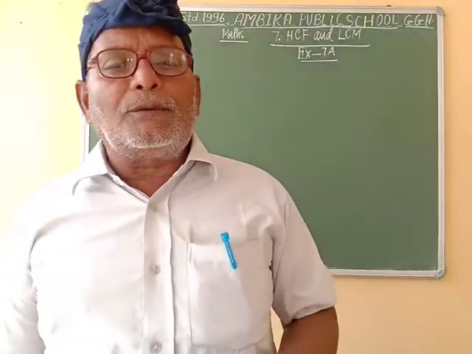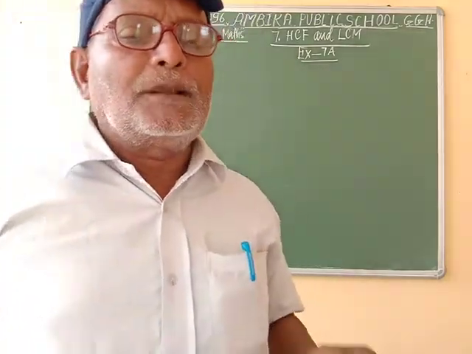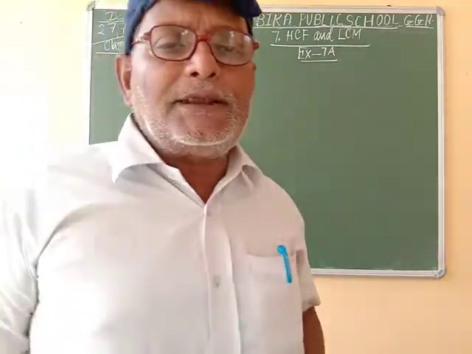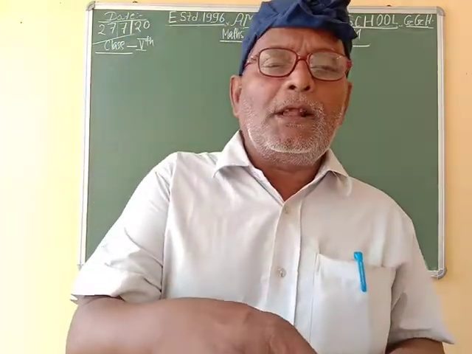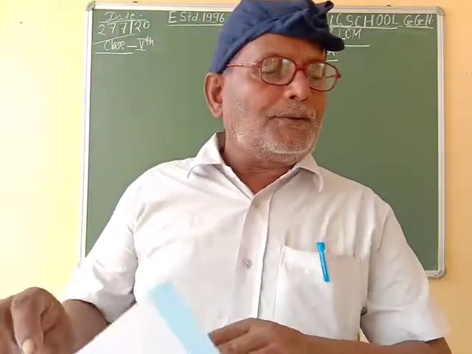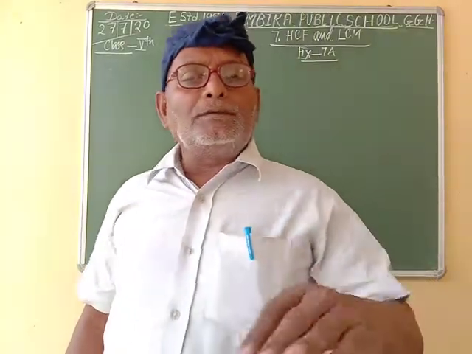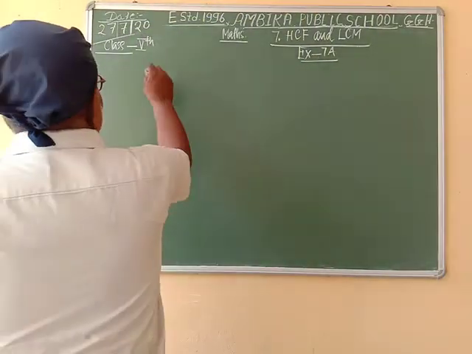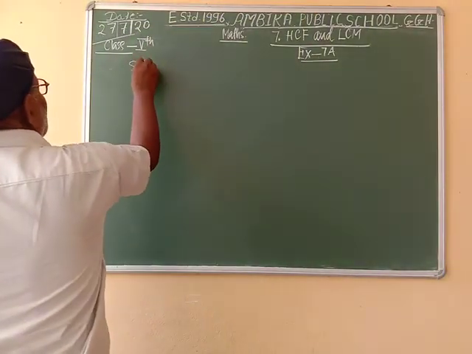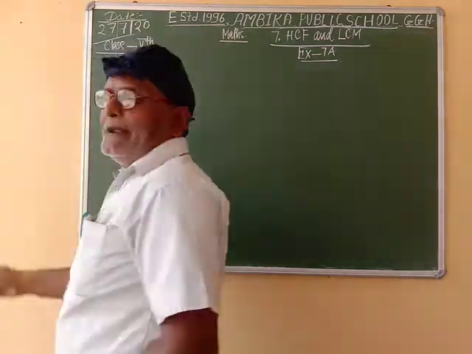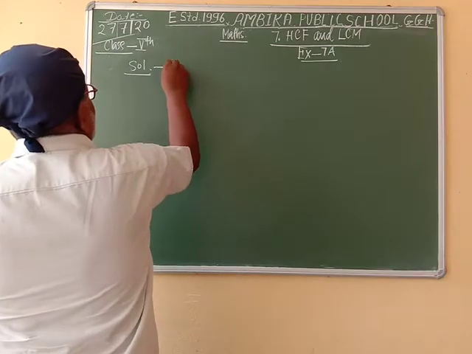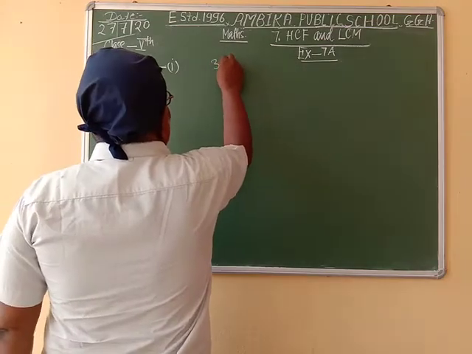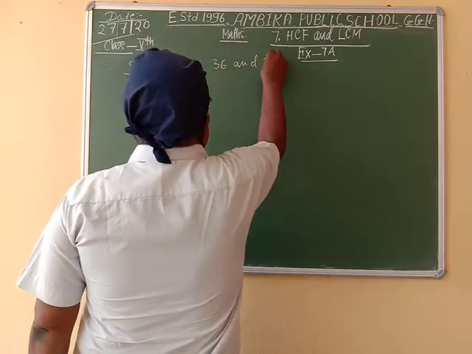In question number 1 of exercise 7A, you are asked to find the HCF of the following numbers by the prime factorization method. So, the first question of this exercise. Solution: the given numbers are 36 and 60.